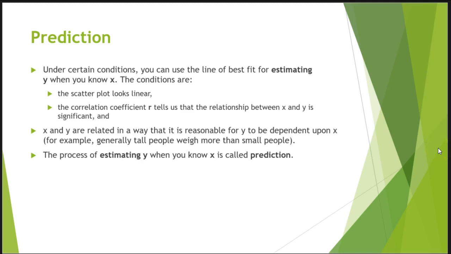Now let's talk about prediction. Under certain conditions, you can use the line of best fit for estimating y when you know x. The conditions are if the scatter plot looks linear, the correlation coefficient r tells us that the relationship between x and y is significant, and x and y are related in a way that is reasonable for y to be dependent upon x. For example, generally tall people weigh more than small people. The process of estimating y when you know x is called prediction.